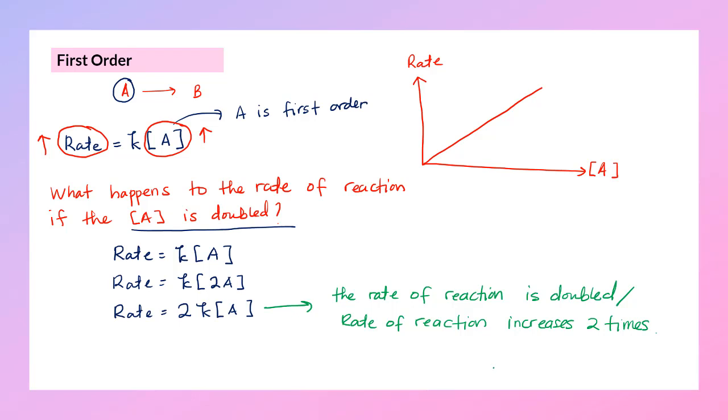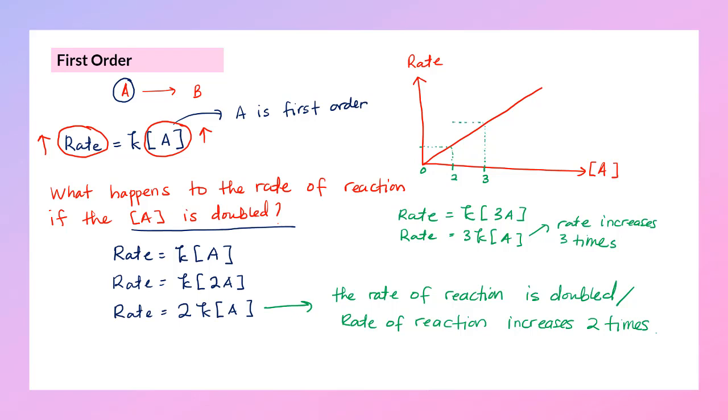So let's say here, the concentration of A goes from 1 molar to 2 molar. What happened? You can see the rate is doubled. If the concentration of A is tripled, increases 3 times, the rate increases 3 times, and so on.